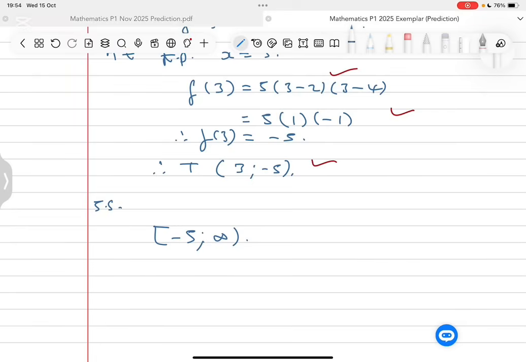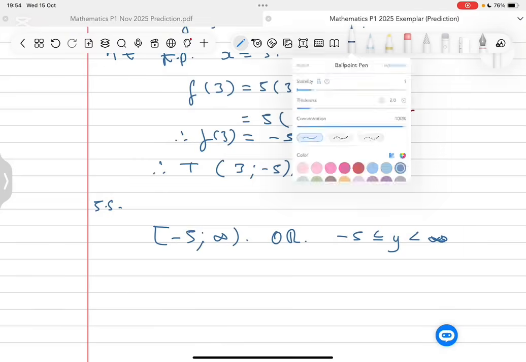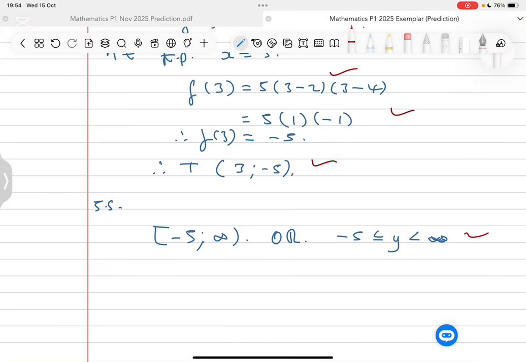Now, another way in which one can write this, or another notation that one can use, is to say -5 is less than or equal to y. And here I'm using y because we are dealing with the y values, that is the range. But y would be less than positive infinity. And all this will guarantee you 1 mark, any notation that you use.